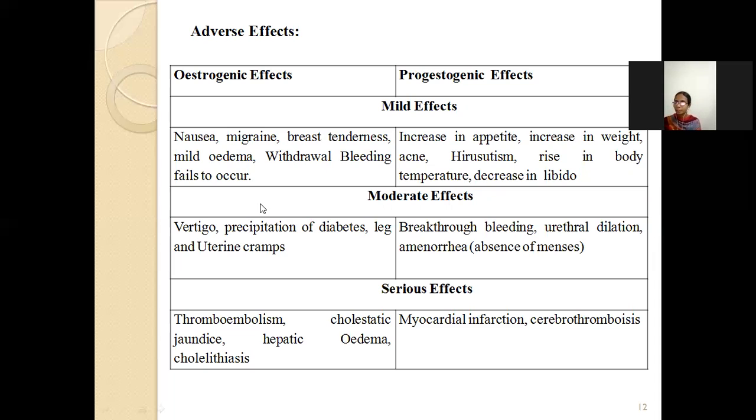Next, moderate effects: vertigo, precipitation of diabetes, leg and uterine cramps, breakthrough bleeding, and in the side effects of progesterone, absence of menses, meaning menses won't come, and uterine dilation. If you see the serious effects, what will happen? Thromboembolism, jaundice, hepatic edema, and in case of progesterone, myocardial infarction and cerebral thrombosis. So these are the side effects when we use oral contraceptives.